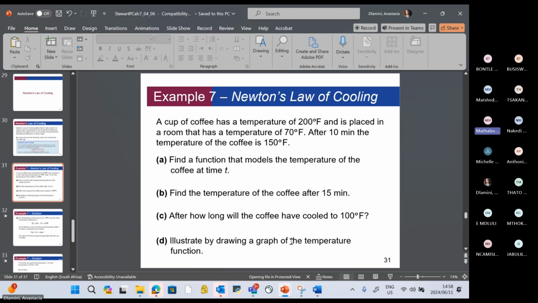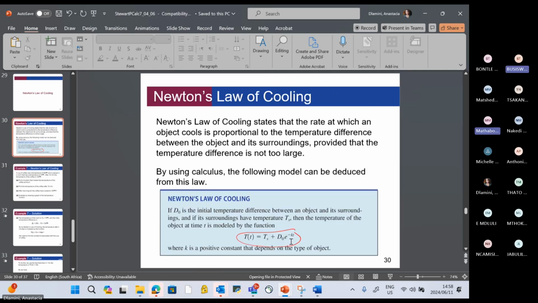Ma'am, just to be sure, we said D0 is the difference, right? D0 is the initial temperature difference between an object and its surroundings. Okay.